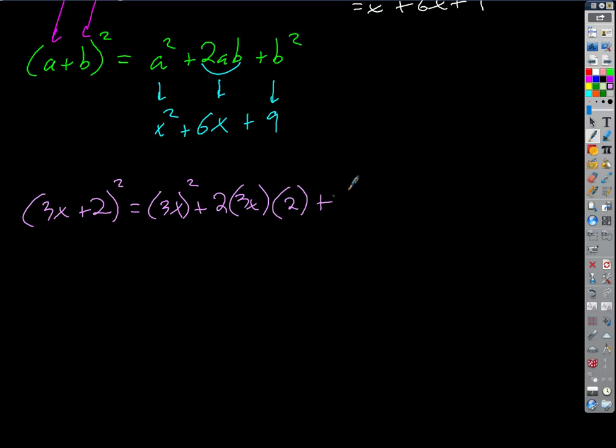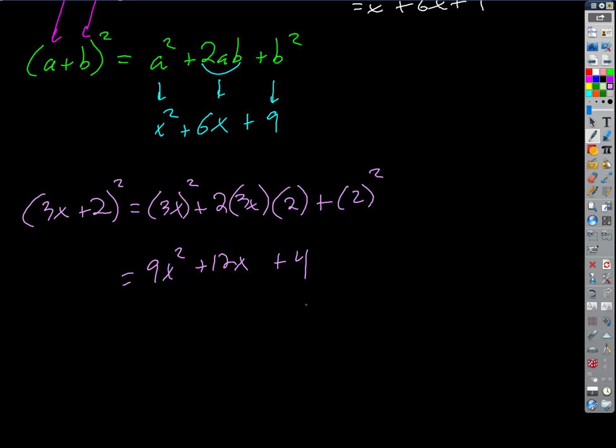Plus b squared is just 2 squared. That's easy. So what does that become? You already told me. 9x squared, because 3x times 3x is 9x squared, plus 2 times 3 times 2 is 12, and then I got an x. Good. And then plus 4. Easy, right? No big deal.